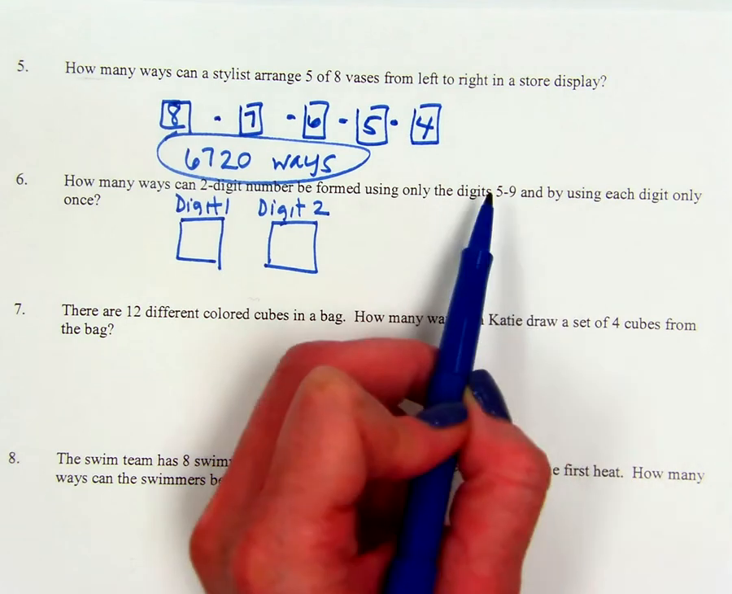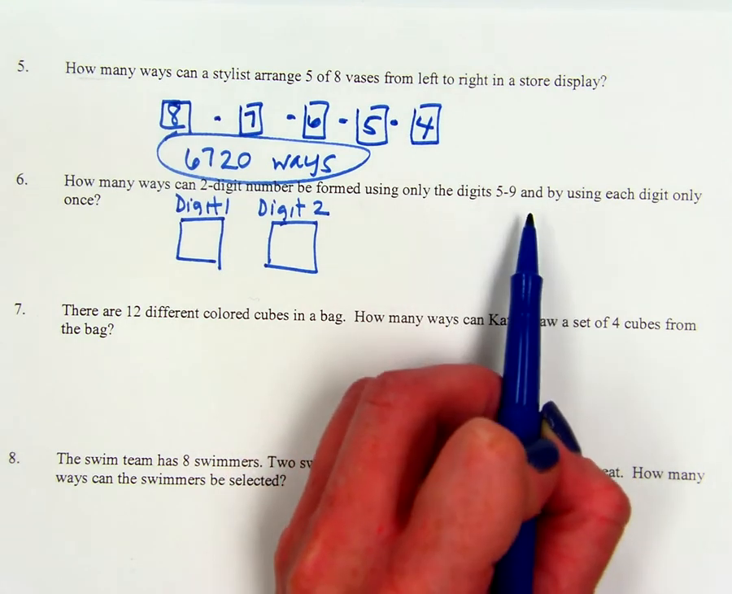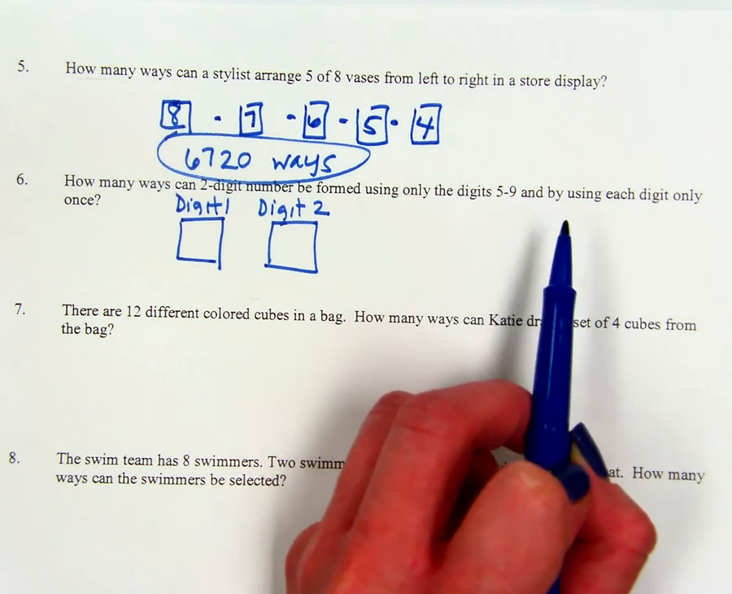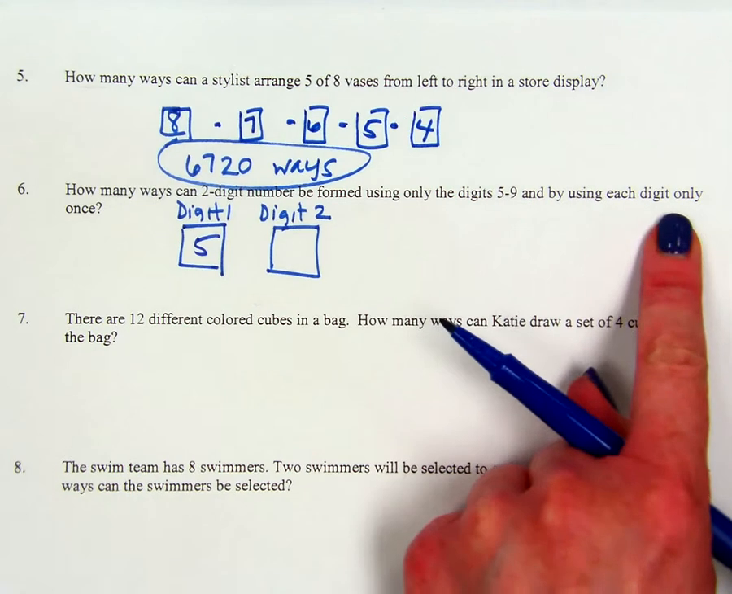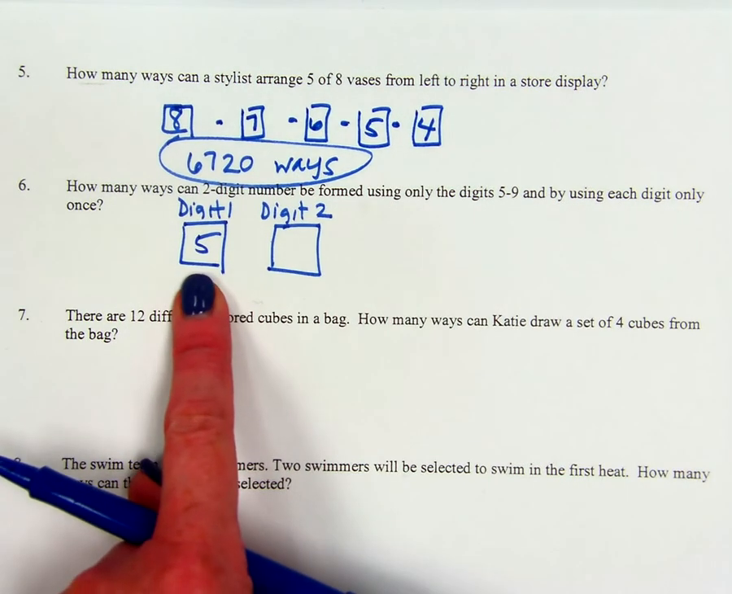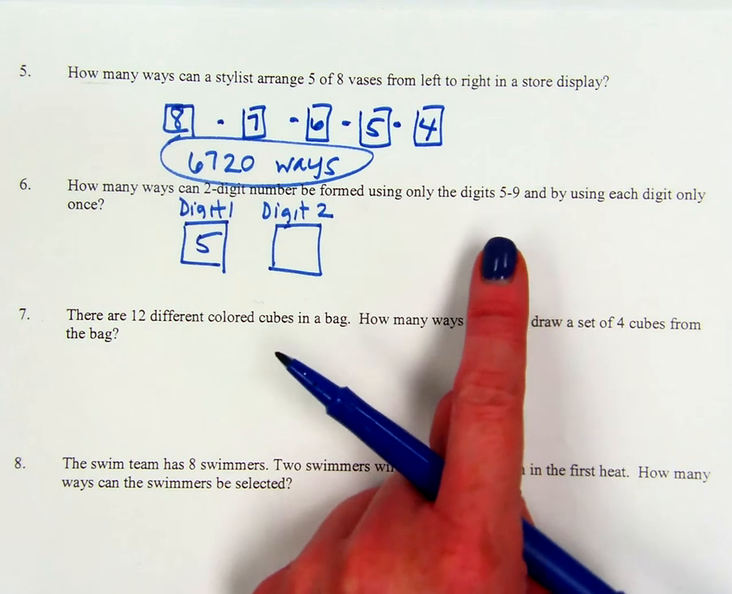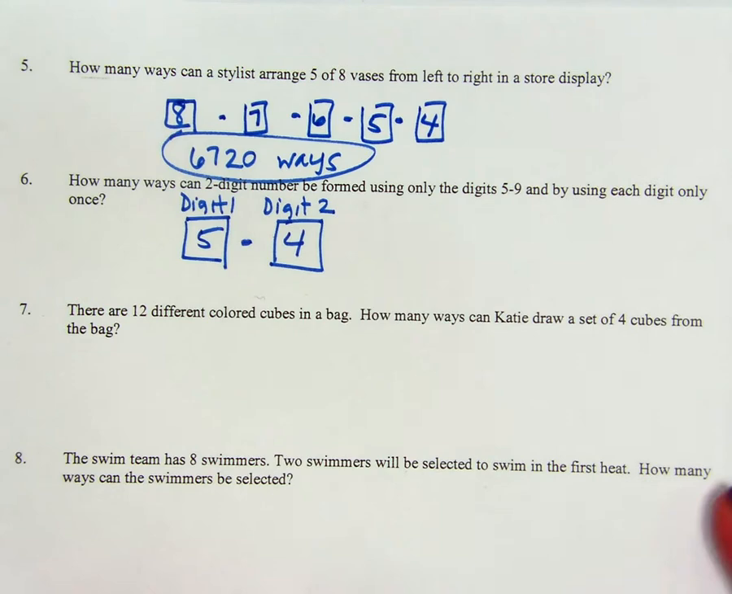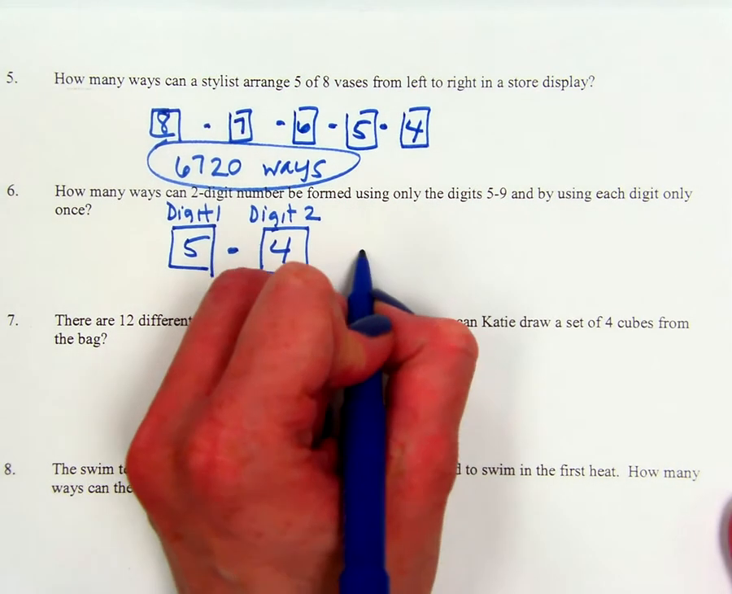So that's 5 digits: 5, 6, 7, 8, and 9. I have 5 options the first time, so I'm going to put 5 in my box. But I can only use each digit once. So if I use the 5 up the first time, that means I'll only have 6, 7, 8, and 9, so I'll be down to 4 digits the second time. So, again, all we're going to do is multiply those two together. 5 times 4, so that means we are going to have 20 different ways.